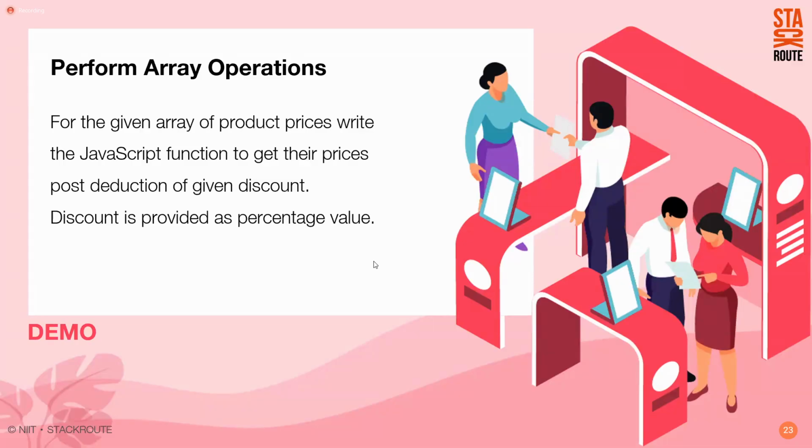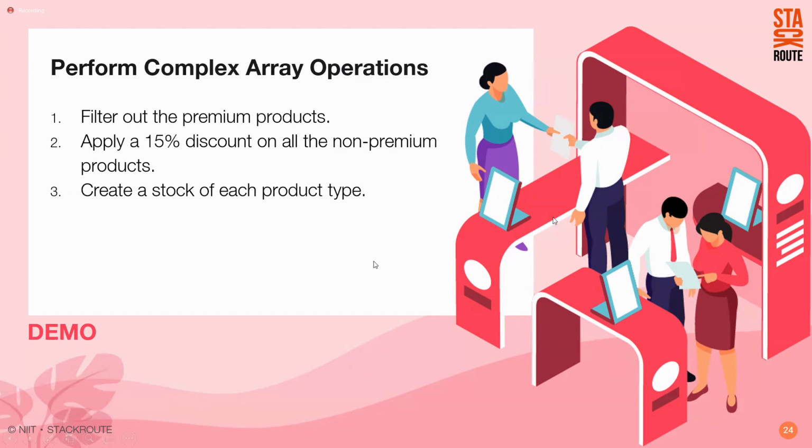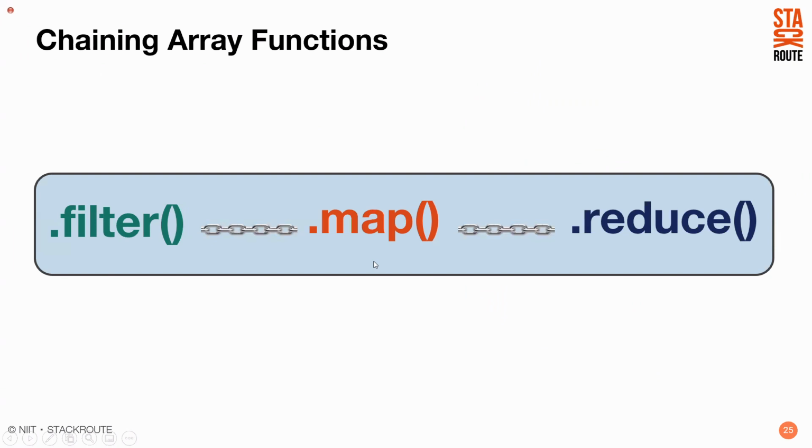For a given array of product prices, write a function for post-deduction of the given price. Filter out only the premium products and apply a 15% discount. We have already done that. So we have something called chaining. Whatever we did in this example is an example of chaining array functions. What do you mean by chaining array functions? Sequential use, connecting one after another. We have not used reduce yet.